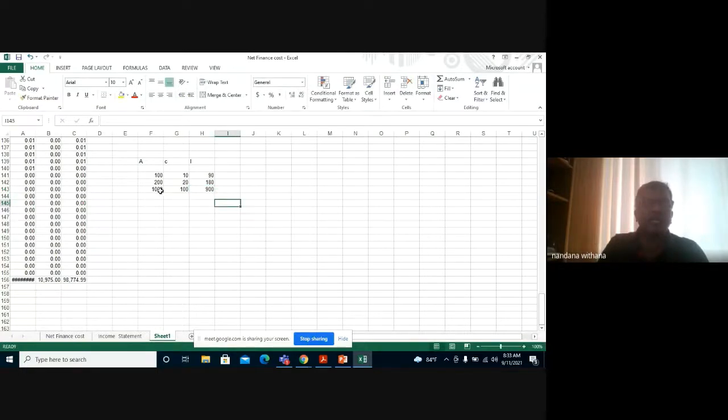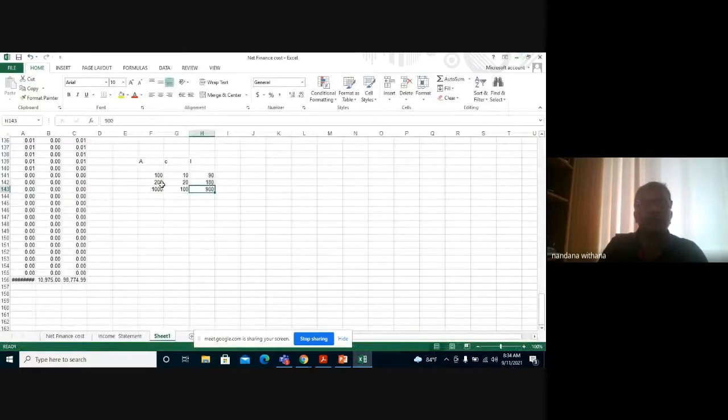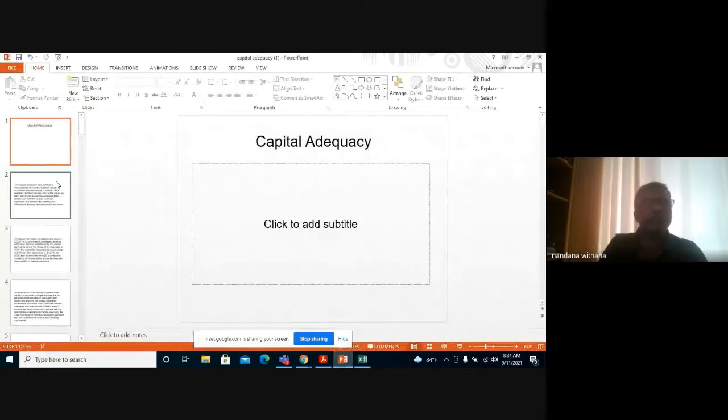If a bank collapses, owners will also suffer. Initially, it's owners who have to look into that, not the depositor. With that intention, we look into capital adequacy. Means what? Keep enough capital to meet the requirement of assets. We'll look into that.